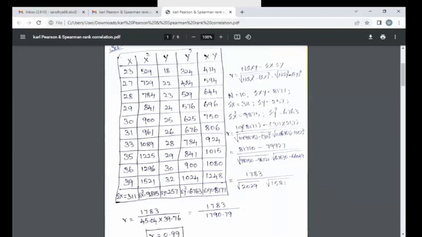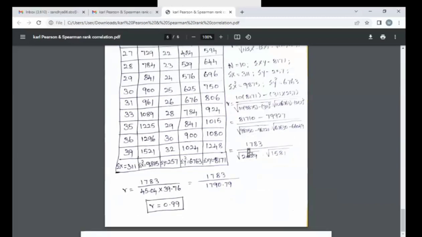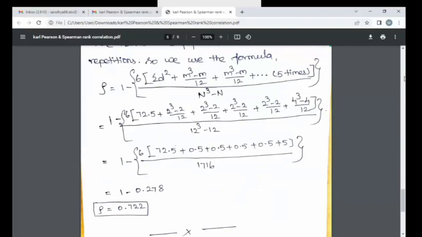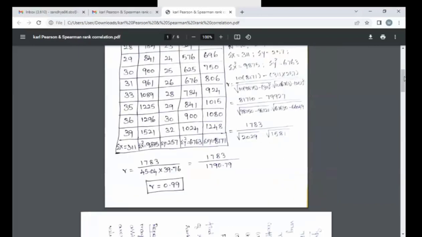If you multiply these two things, you will get 81710 minus 311 into 257, which is 79927, divided by square root of 10 times 9875, that is 98750, minus 311 the whole square, which is 96721, into square root of 10 into 6763, that is 67630, minus 257 the square, which is 66049. Okay, so we have to subtract these two things.